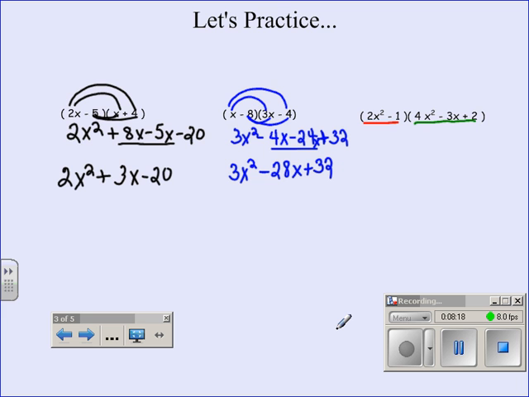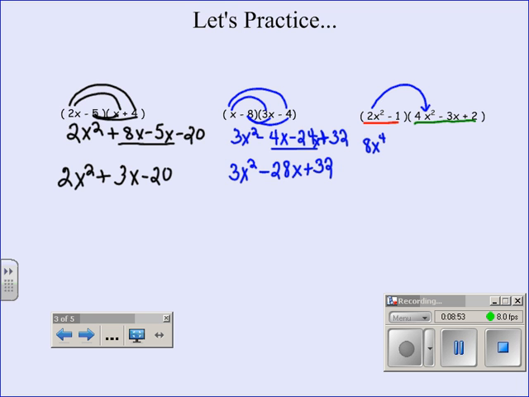So I have 2x squared, and I'm going to distribute that or multiply that times 4x squared. 2x squared times 4x squared is going to be 8, because 2 times 4 is 8. And then x squared times x squared is going to be x to the fourth power. As you recall from multiplying exponents, whenever I multiply two variables with an exponent, I am simply adding those two exponents together, and 2 plus 2 is 4.